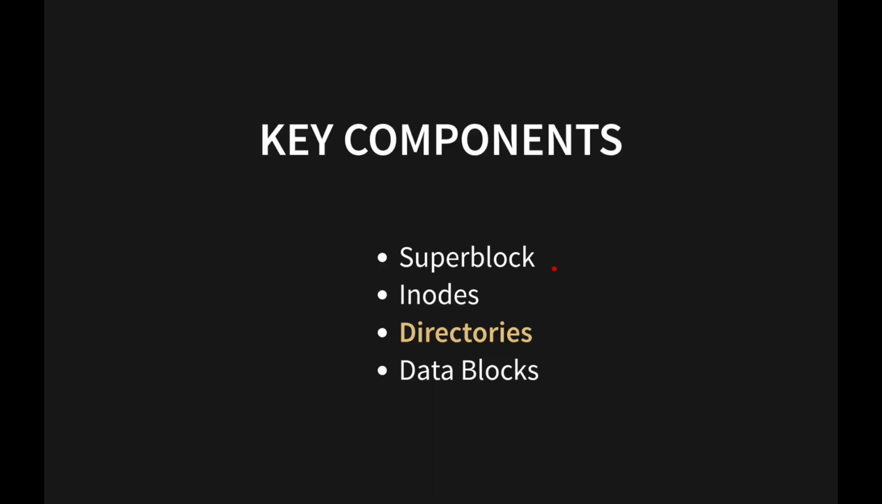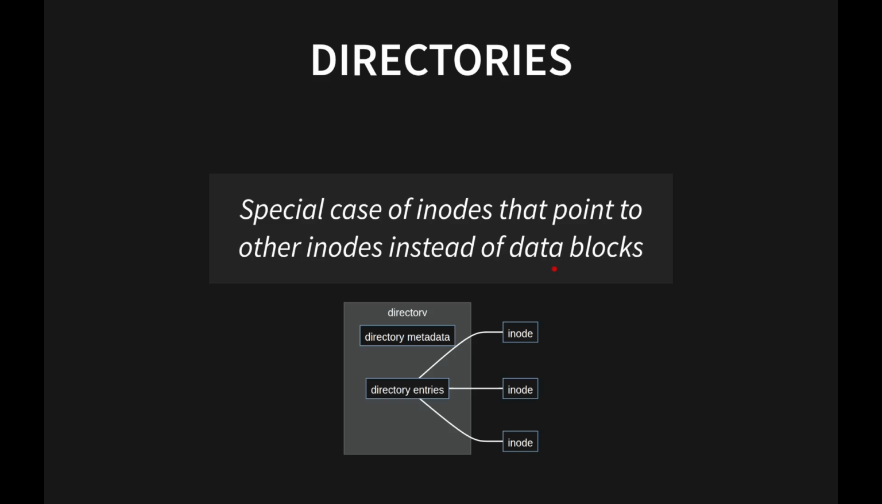And now let's consider a special case of inodes, which is directories. Essentially, directories are again inodes. However, instead of pointing towards data blocks, they point towards other inodes. These other inodes can be subdirectories themselves, so it creates a tree of directories, or they could be inodes of files, where, if this inode represents some file, it would point towards data blocks instead of other inodes again.